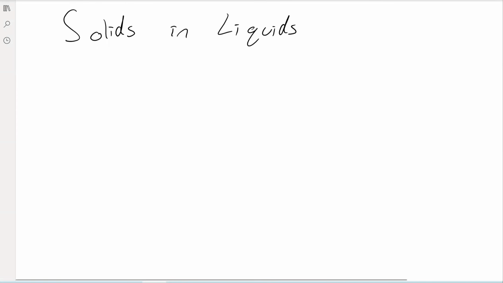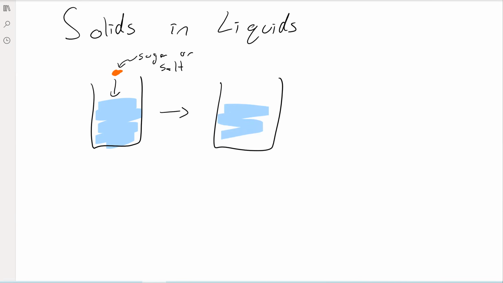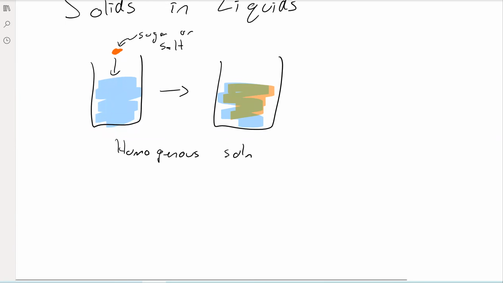All right, so again, what we've been mostly talking about here is solids and liquids. So again, we have some kind of liquid. We take some kind of solid, right? Maybe this is sugar or salt. We toss it in there, and it makes some kind of homogeneous solution, right? It evenly disperses in there. So it makes some kind of homogeneous solution.